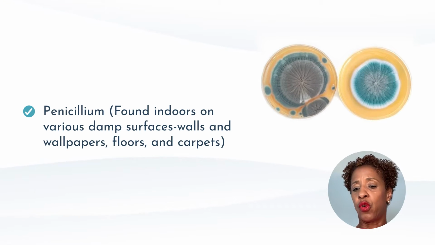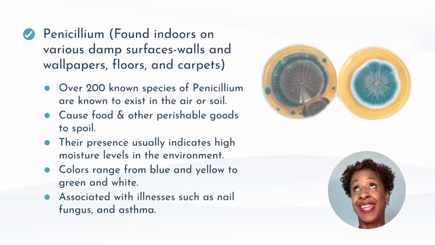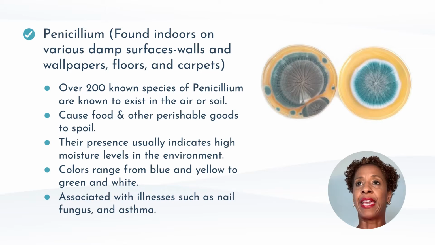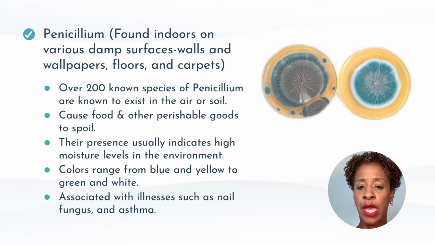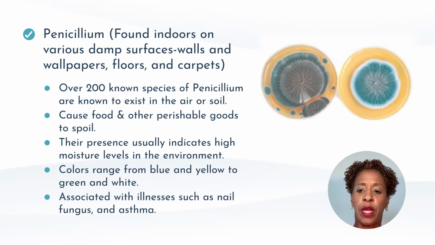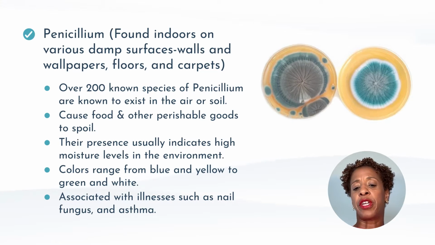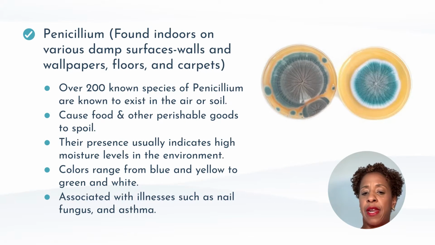Second, more concerning mold is Penicillium. This grows indoors on damp surfaces. There are over 200 species of Penicillium that we know of today, and they exist both in air and soil. They can cause foods or anything else that is perishable to spoil. When you see them, it usually means there's a lot of humidity or dampness in the air, so it's a sign of needing to work on dehumidifying the air. Colors range from blue to yellow, green, and white. This one in particular is associated with nail fungus and asthma.